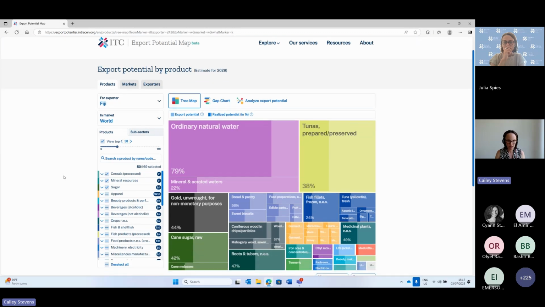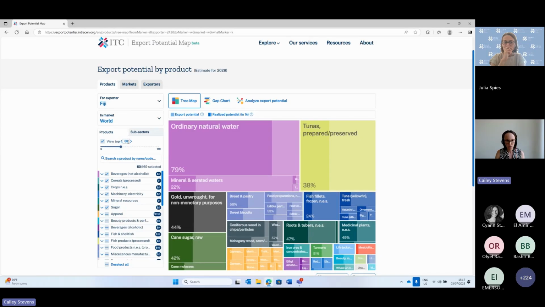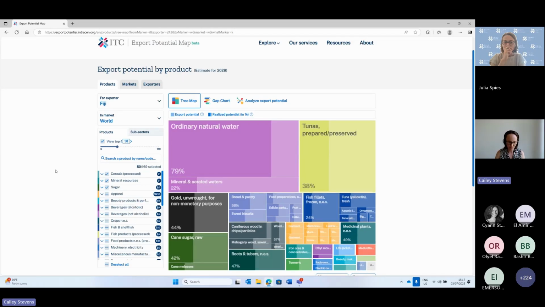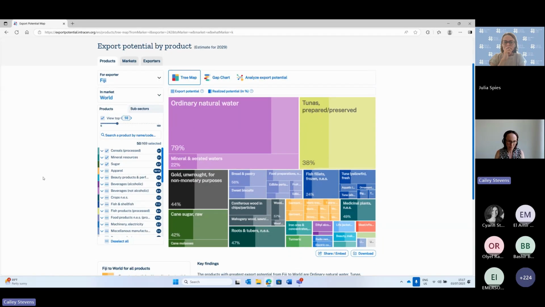Veteran users may notice that the menus here are different. Now you have more control over the number of top products that you see. So for example, if we want to look at the top 51 products, we can simply click this little arrow here. We can drag this bar down here, or we can just type in that we want to look at the top 50 products. We also have some metadata over here.